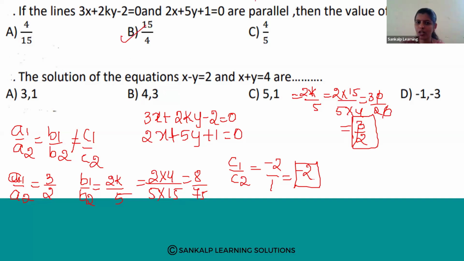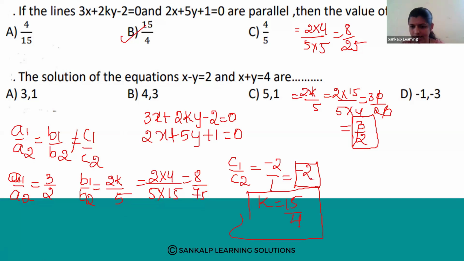If you want, you can check with the other option. See, here 4 divided by 5 is there. So 2k divided by 5. k means 4 divided by 5, into 2 divided by 5, you will get 8 divided by 25. But what we want is only 3 divided by 2. The option that gives 3 divided by 2 is option B, 15 divided by 4. Therefore, the k value is 15 divided by 4. Understood? Is that clear?